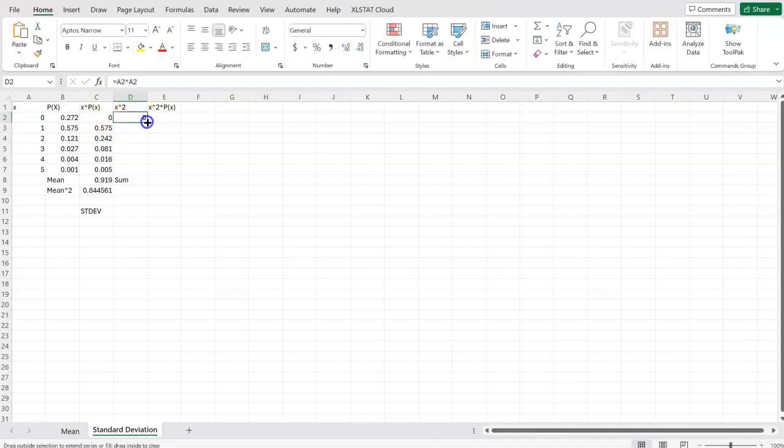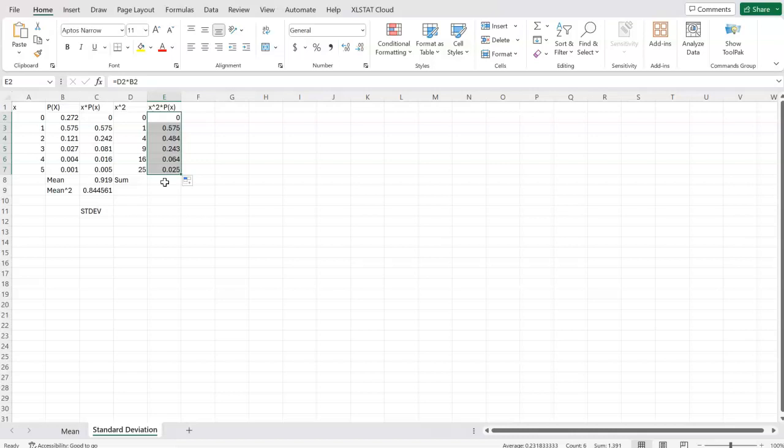I'm going to click this cell and drag it down, and that's going to square each of those x's. Now I want to take each x squared and multiply it by its probability. So I'm going to click here for x squared, do my times symbol, and then times the probability here and hit enter. And I want to apply that formula to each of these, so I'm going to drag this down and it applies that formula to each of those, all right?